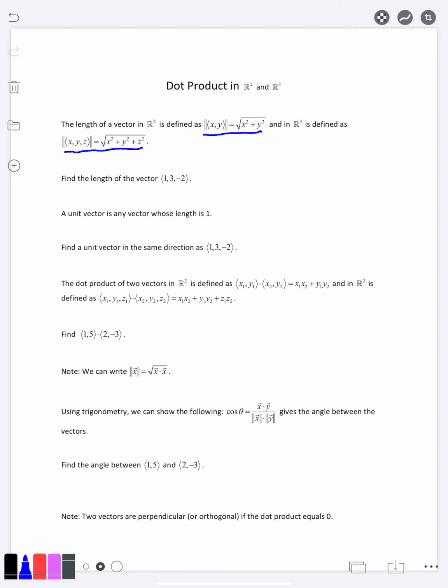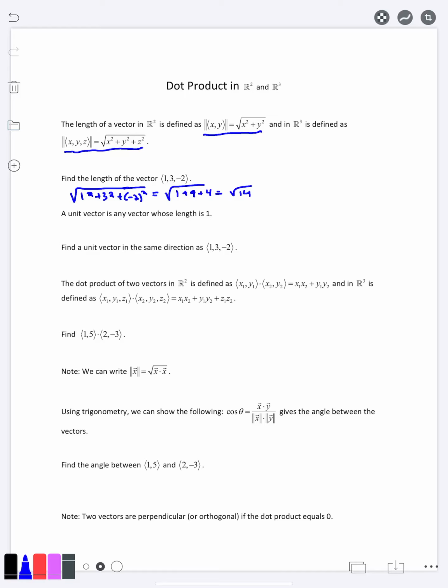Let's take a look at this simple example here. Find the length of this vector. We just apply the formula: the square root of 1 squared plus 3 squared plus negative 2 squared is 1 plus 9 plus 4, the square root of 14. So that right there is the length of this vector, how long it is.